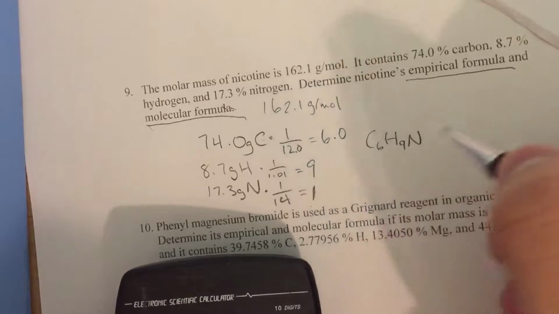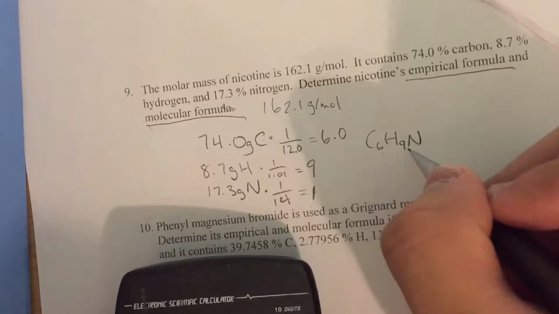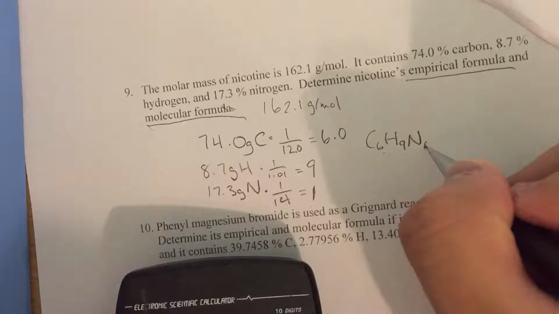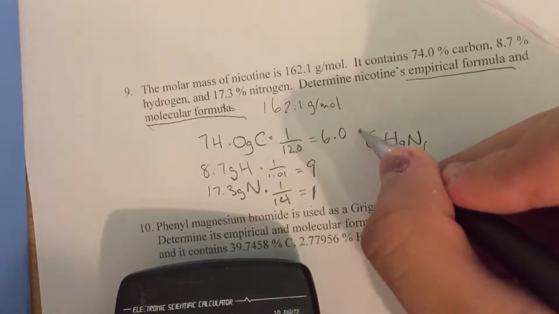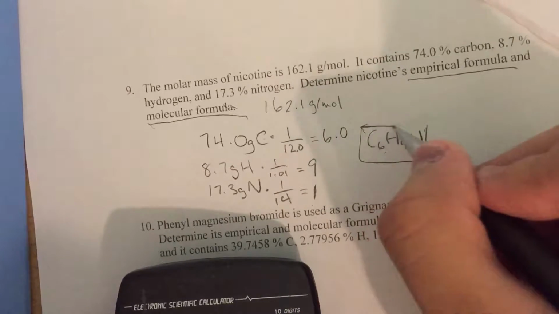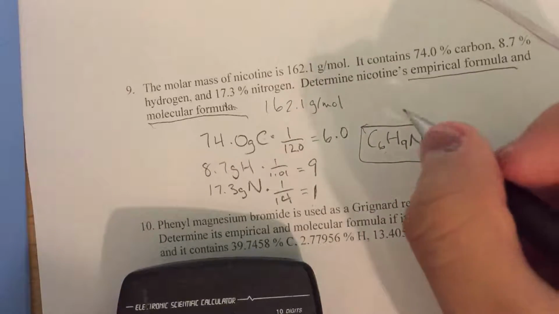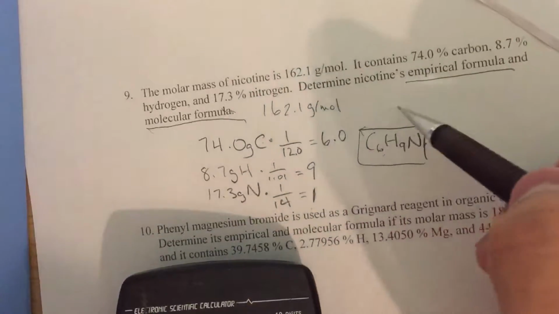Now, you might be wondering, why can't I divide this in further? It seems that 6 and 9 are divisible, right? Well, we have this 1 here. You can't divide anything else by it, or else it's going to turn into a decimal. So this is going to be our empirical formula. So now it's asking us to find the molecular formula.